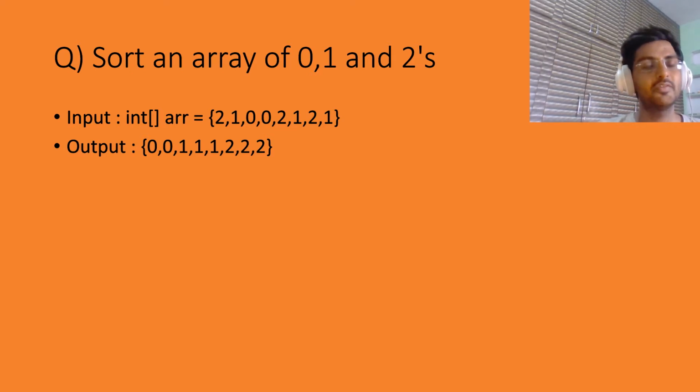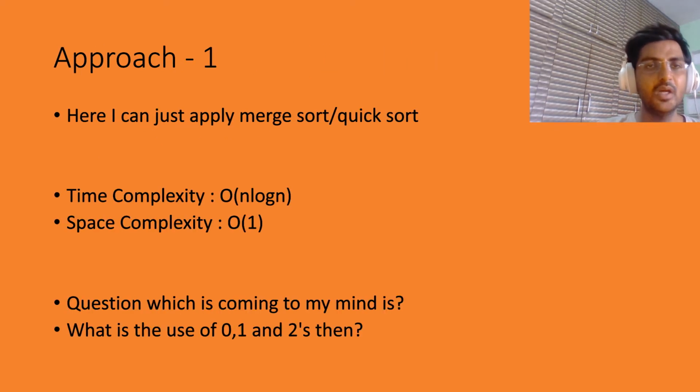The first approach you will say is, hey, why can't we use merge sort or quick sort to sort the array? Yeah, we can do that. So the first approach, I can just apply merge sort or quick sort, and the time complexity will be O of n log n. Space complexity will be O of 1.